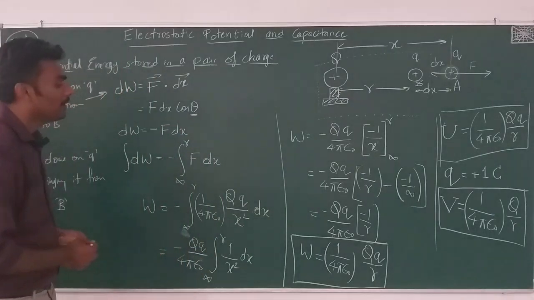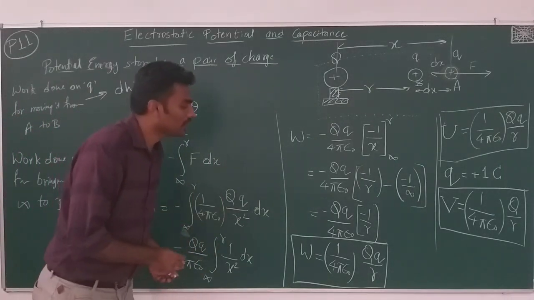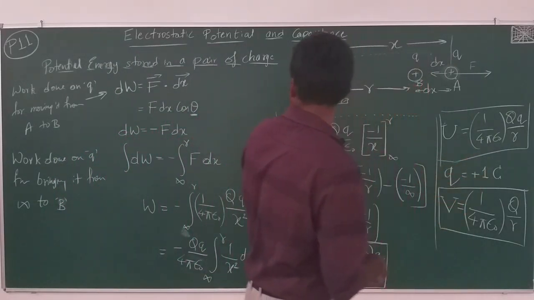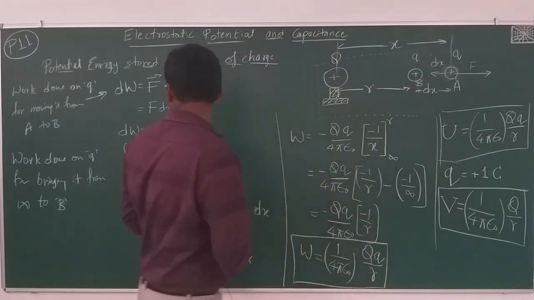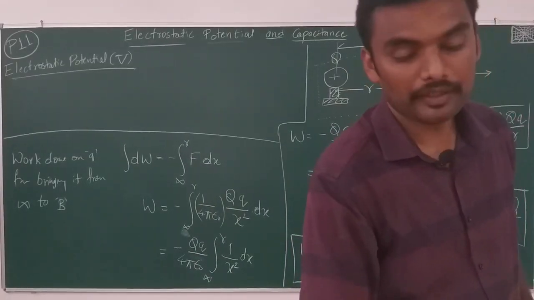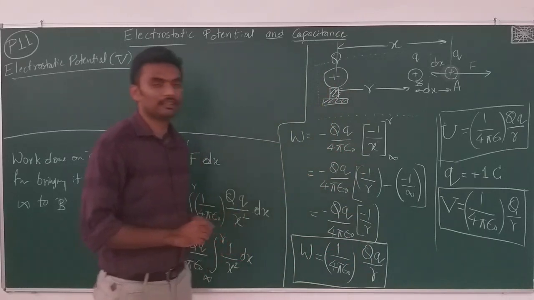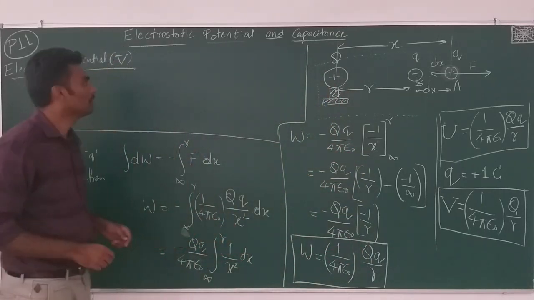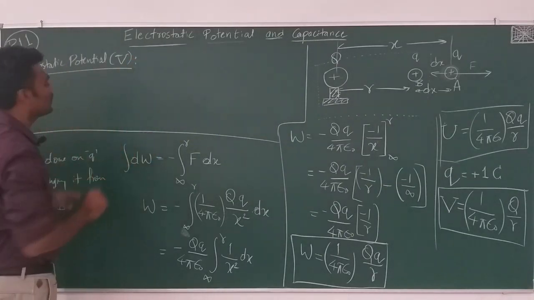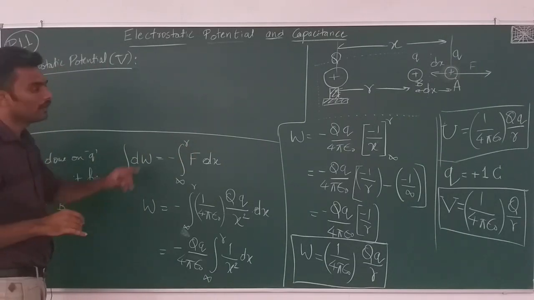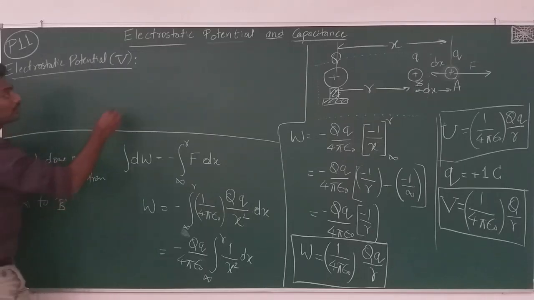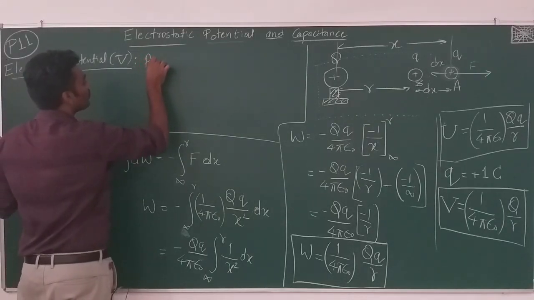Now, before we go further, let me define this V. From all these things, we are going to define V now. Let me define electrostatic potential. What is this electrostatic potential? Whatever we have done so far, taken together, is defined as electrostatic potential. Electrostatic potential is the amount of work done.